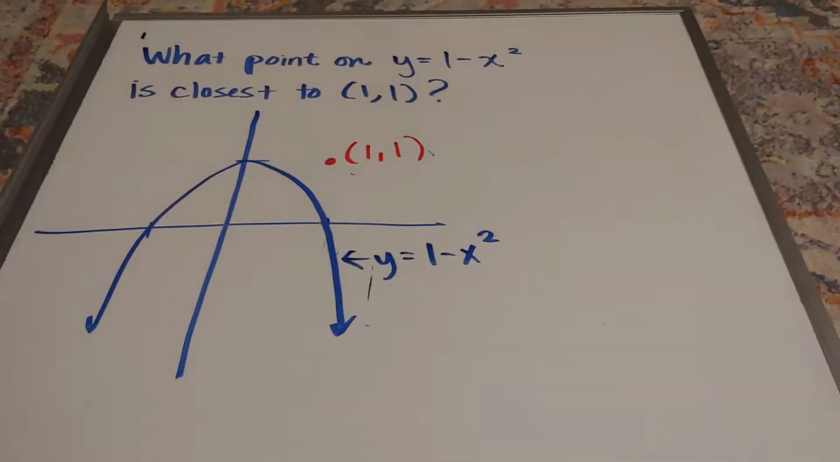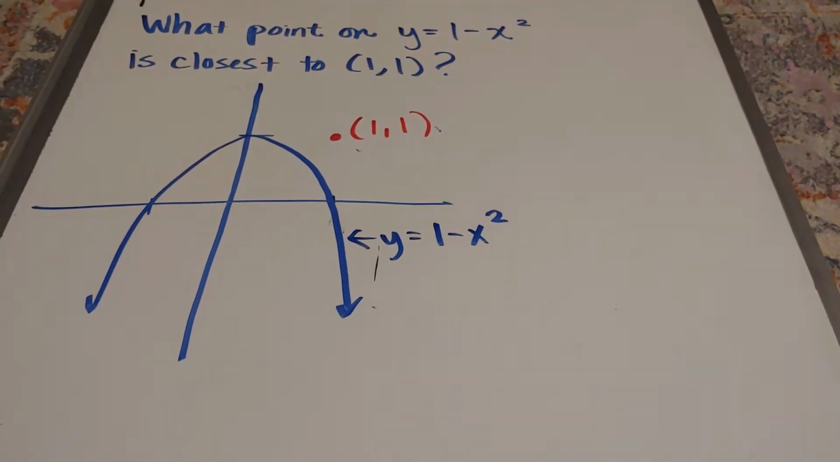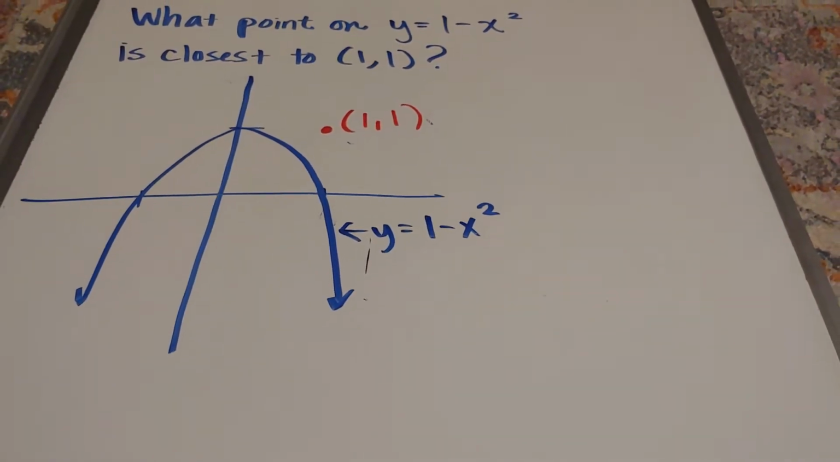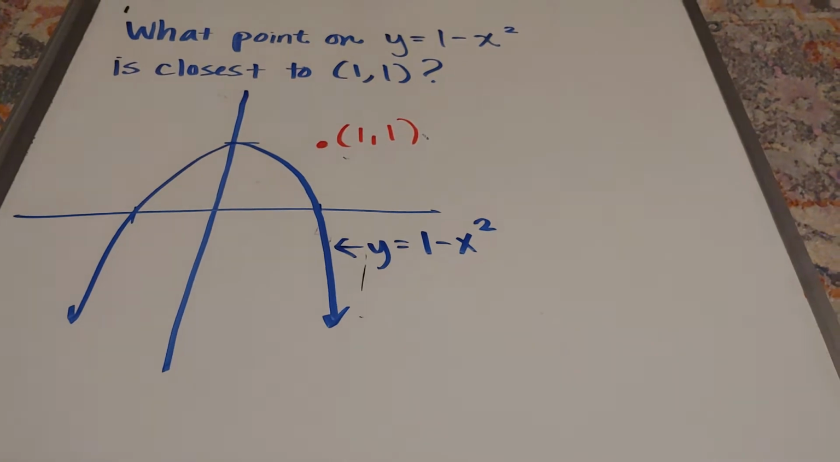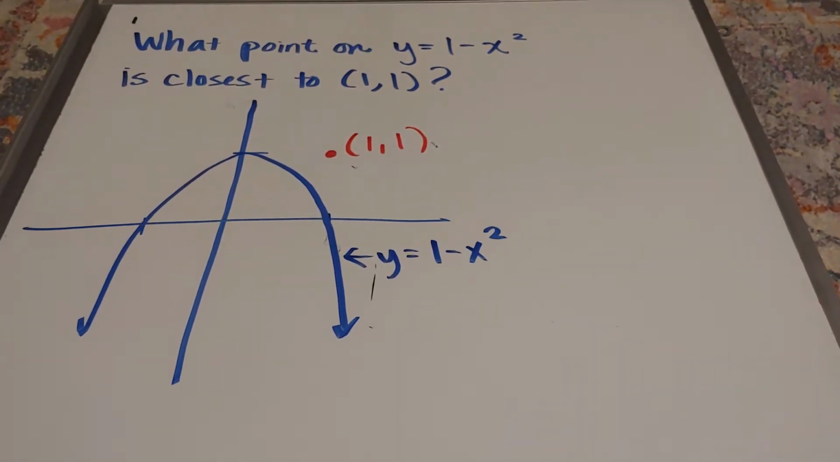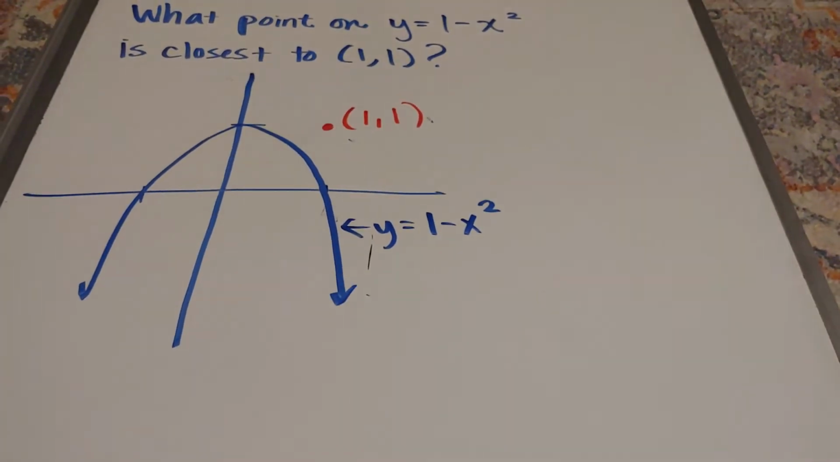This is problem number 23 from our optimization homework, and it says: what point on y equals 1 minus x squared is closest to (1, 1)? One of the first things I want to point out is the picture I drew in my solutions was wrong, because I drew x squared minus 1, and this is 1 minus x squared. So this is correct, okay?